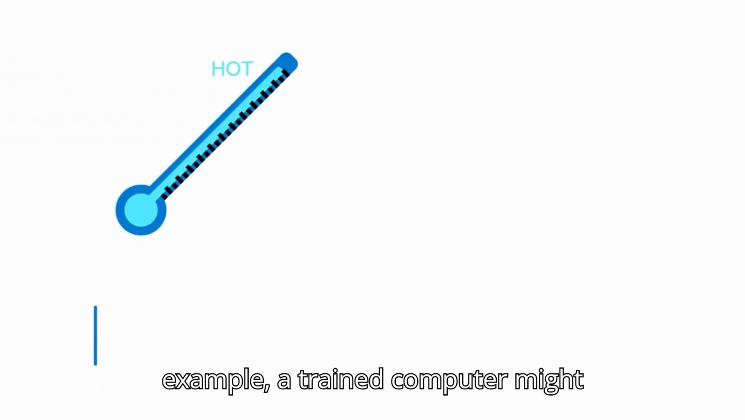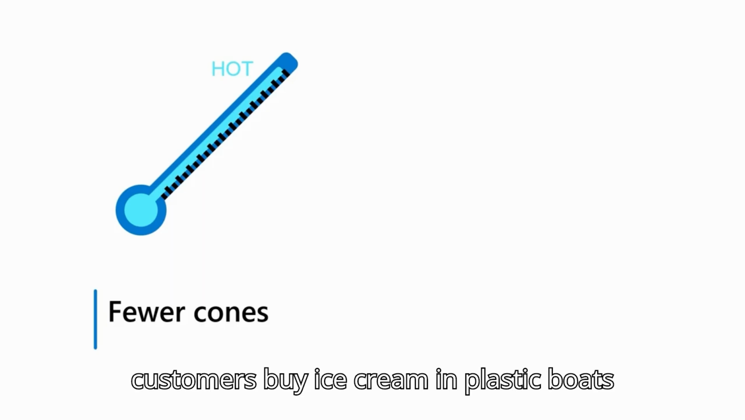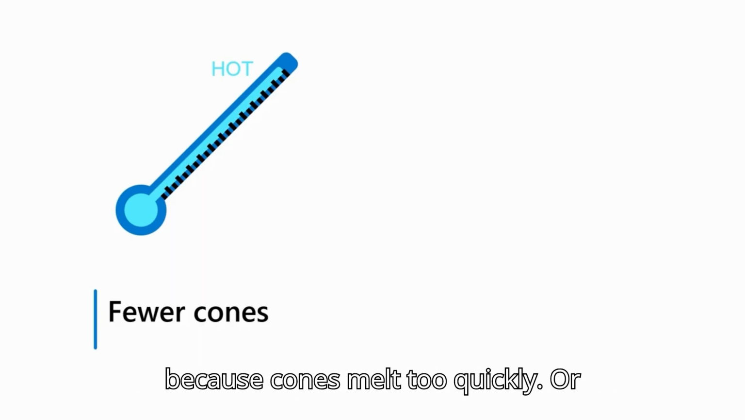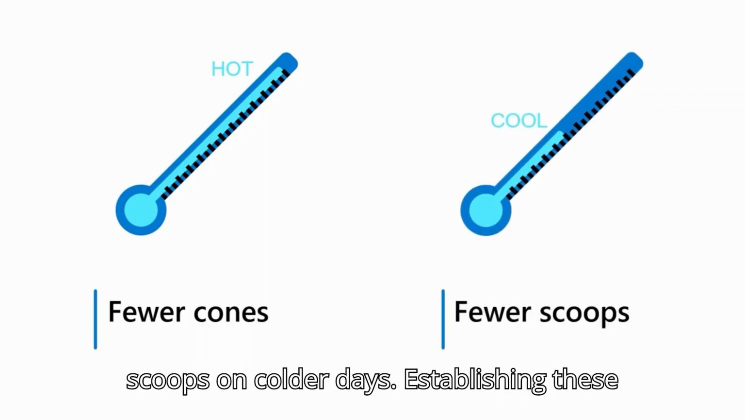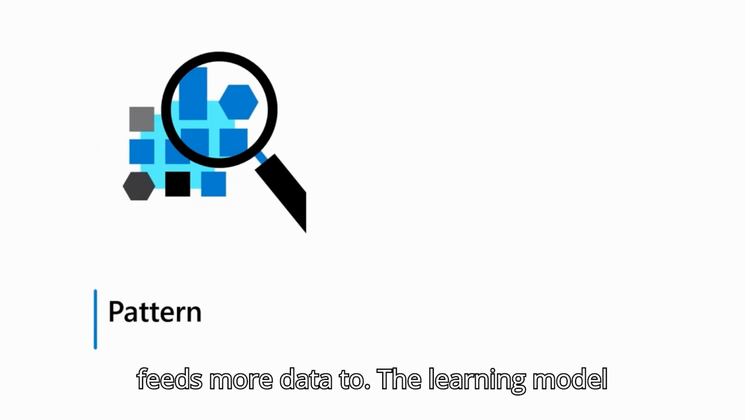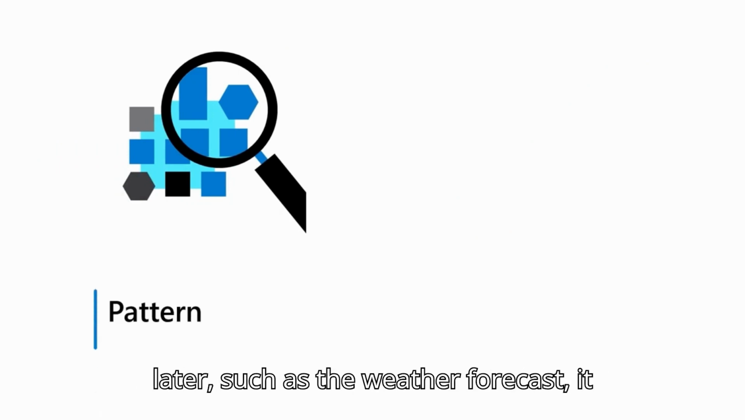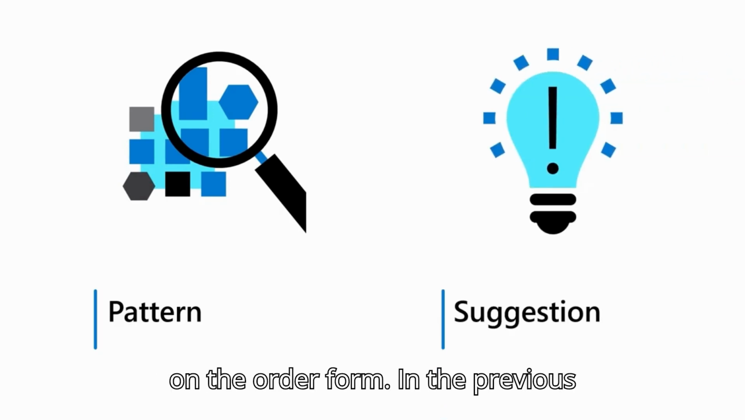For example, a trained computer might discover that on really hot days, customers buy ice cream in plastic boats because cones melt too quickly. Or perhaps it finds that customers buy fewer scoops on colder days. Establishing these patterns is important because when Sam feeds more data to the learning model later, such as the weather forecast, it can make suggestions about the quantities on the order form.